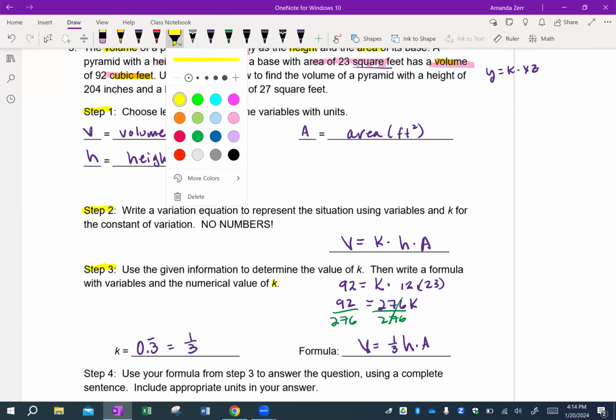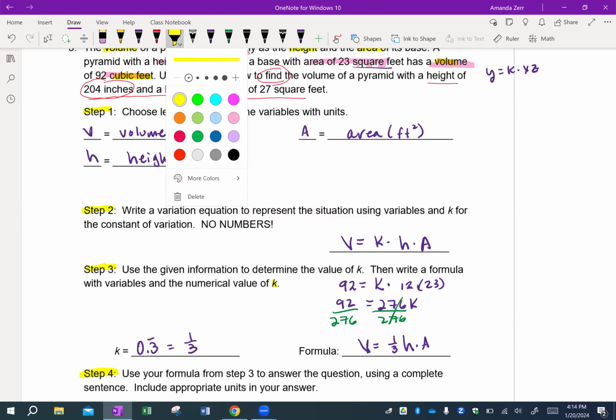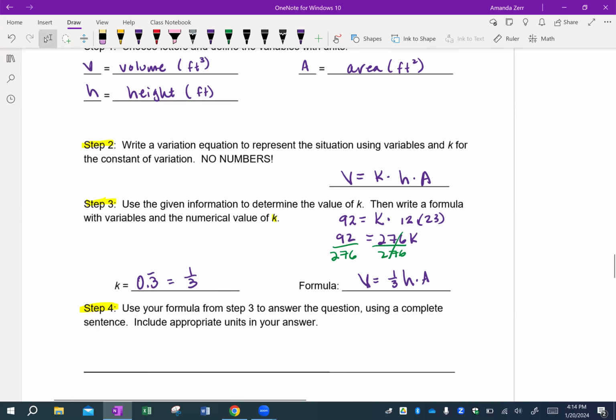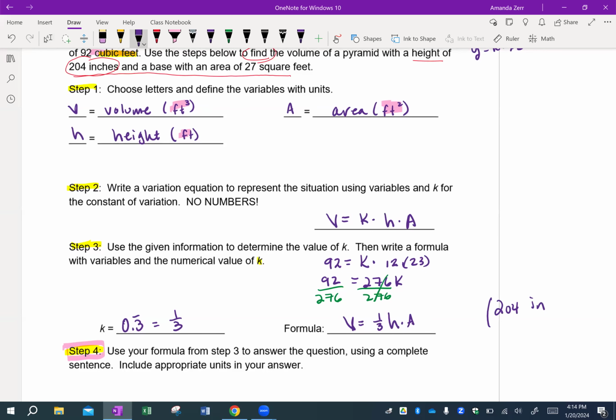And finally, we get to actually solve the problem in step 4. So let's see, now we want to know, find the volume with a height of 204 inches and a base of square feet. Okay, we got to make sure that we convert first. Everything was in feet, or feet squared or feet cubed. So we want to make sure that our height of 204 inches gets converted into feet first. Okay, so we don't want inches. I'm going to put that on the bottom so they can cancel.